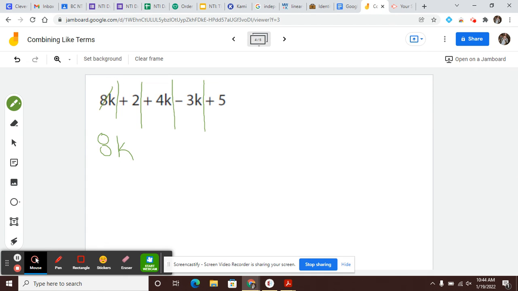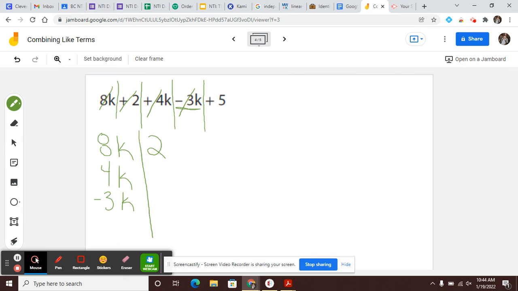So I've used that. I go to my second term, which is 2. Well, that's not like 8k. It doesn't have the same variable to the same power, so I'm going to put my 2 here. I have positive 4k, so I'm going to look there. Well, it has the same variable to the same power, so I'm going to write my 4k here. Okay, next I have negative 3k. And remember, I said in some earlier videos, that sign has to be included when you're sorting them. That's why I separate it by there. So I'm going to put negative 3k here. Okay, and I've used all these, so I cross them out.